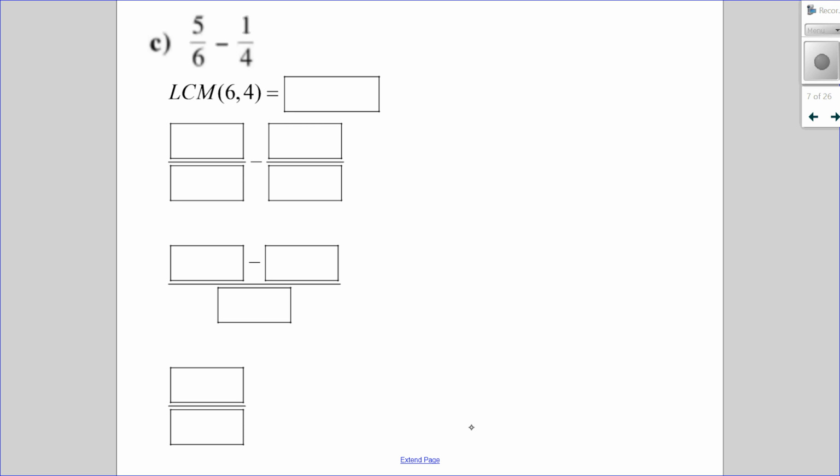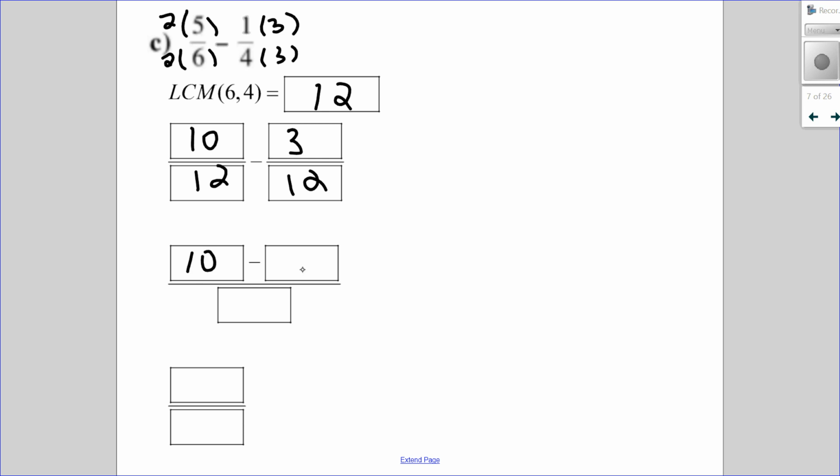Lowest common multiple between 6 and 4 is 12. Again, the calculator can help you out. So I'm going to create each as an equivalent fraction with 12 as the denominator. So to go from 6 to 12, I multiply by 2. So to be fair, I multiply my numerator by 2. To go from 4 to 12, I multiply by 3. So to be fair, I multiply my numerator by 3.